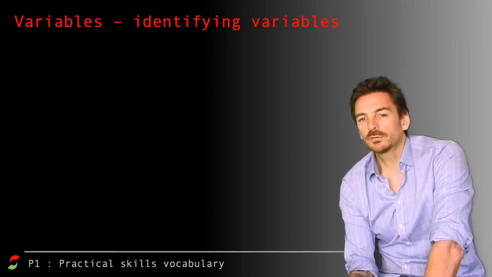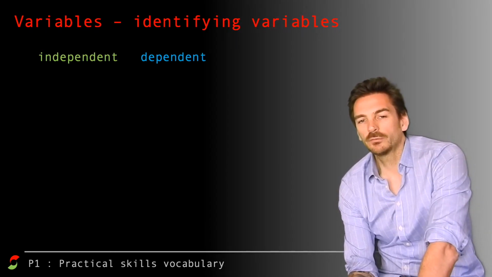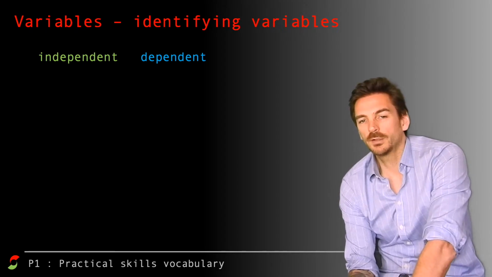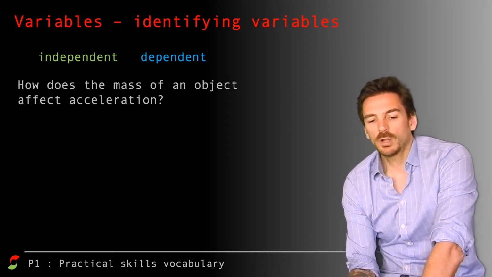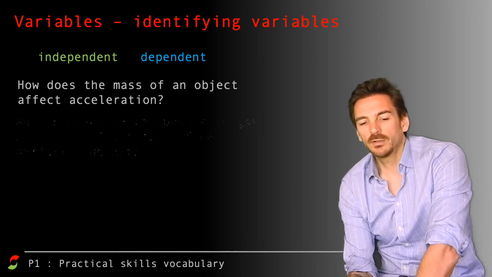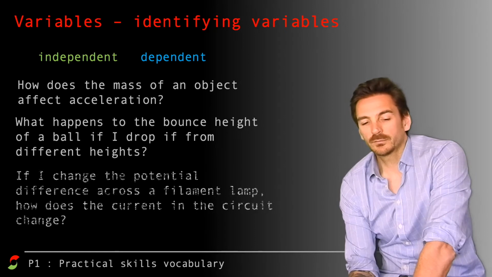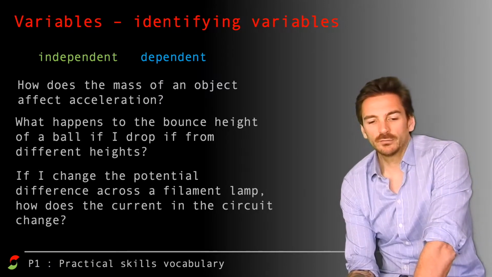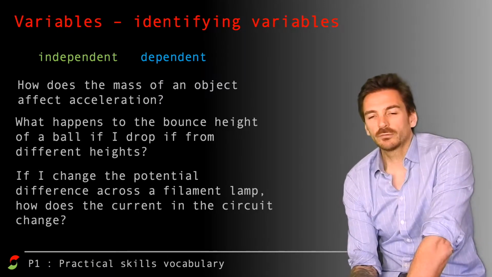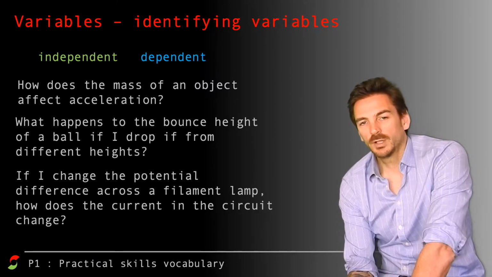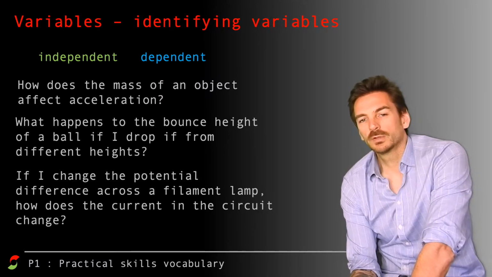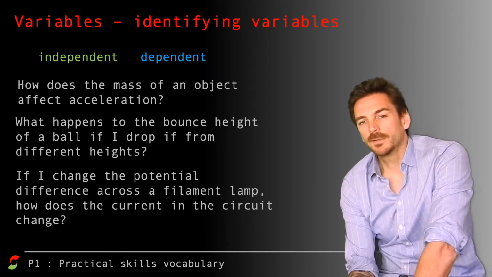We've got three different investigations here, and we're going to try and identify which one's independent and dependent in these. How does the mass of an object affect its acceleration? What happens to the bounce height of the ball if I drop it from different heights? And if I change the potential difference across a filament lamp, how does the current in the circuit change? So I want you to have a look at each of those and see if you can identify in each statement which variables are independent and which ones are dependent.